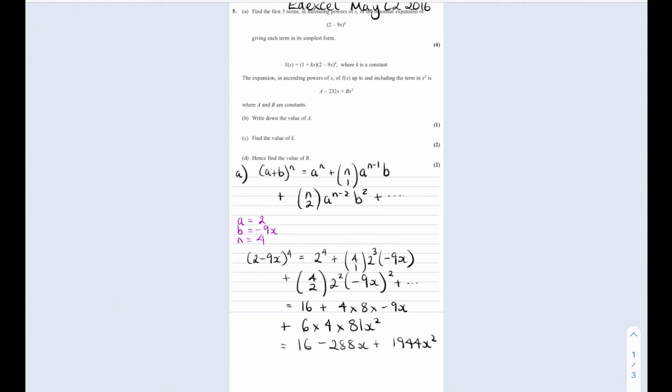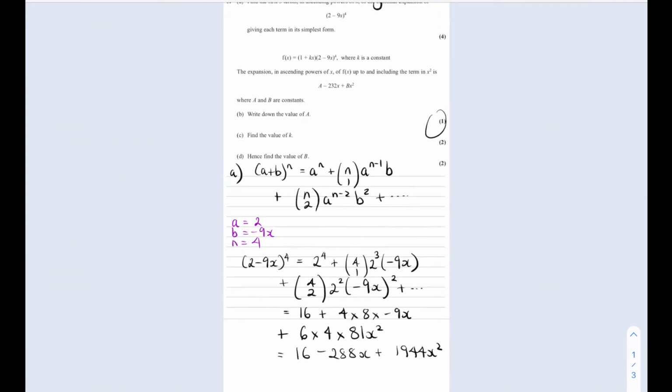Okay, so the next part, so we've done this. Next part says the expansion in ascending powers of x of f of x up to and including the term x squared is given by a minus 232x plus bx squared, where we can see the f of x expression just above that sentence. A and b are constants. We want to know the value of a. Okay, so this is only worth 1 mark, so it's likely that we'll do this by inspection.